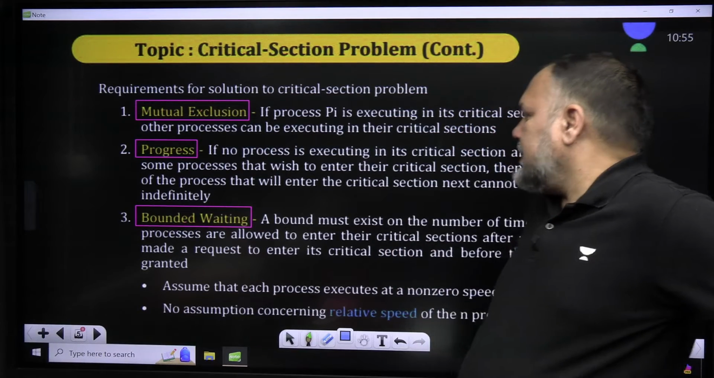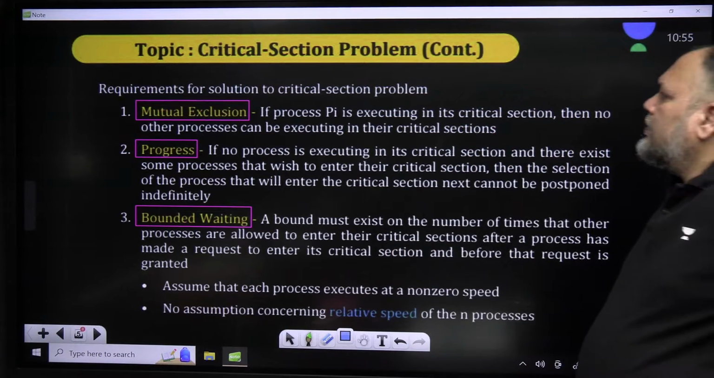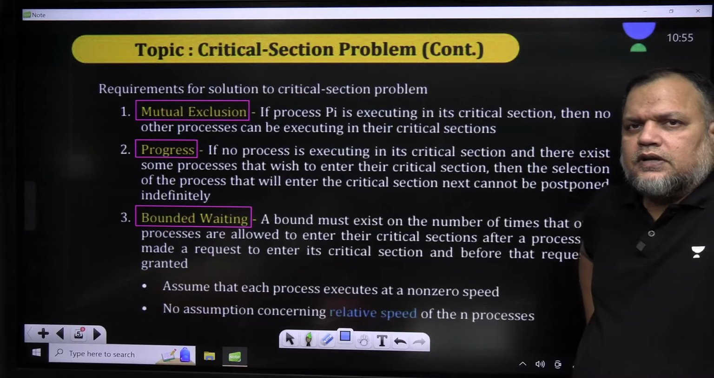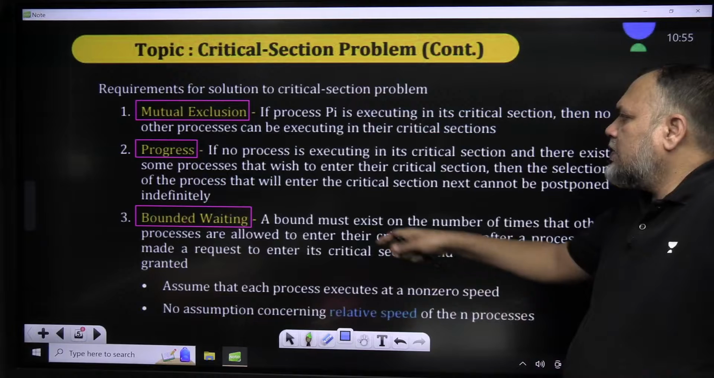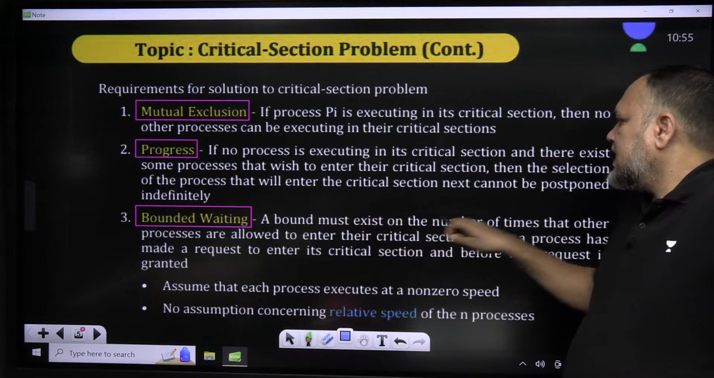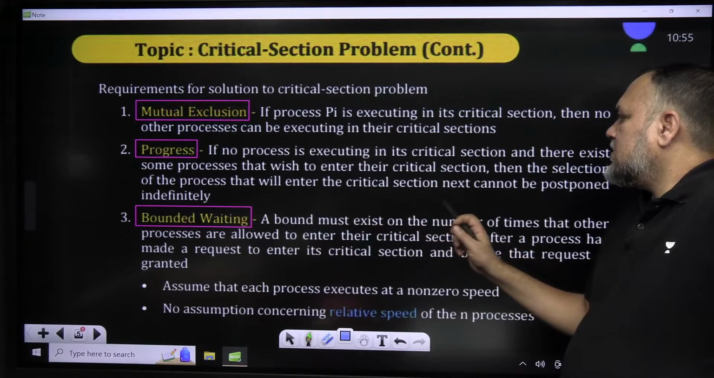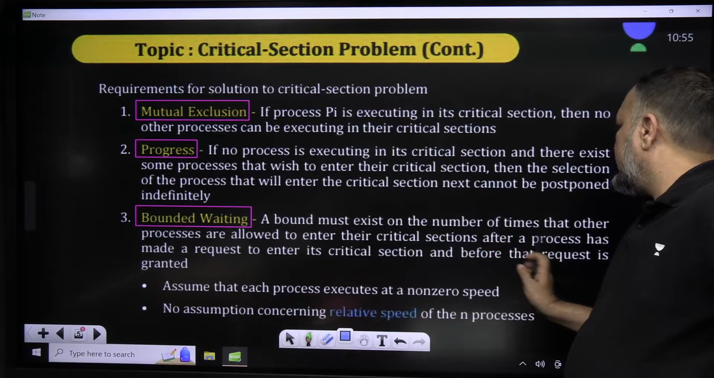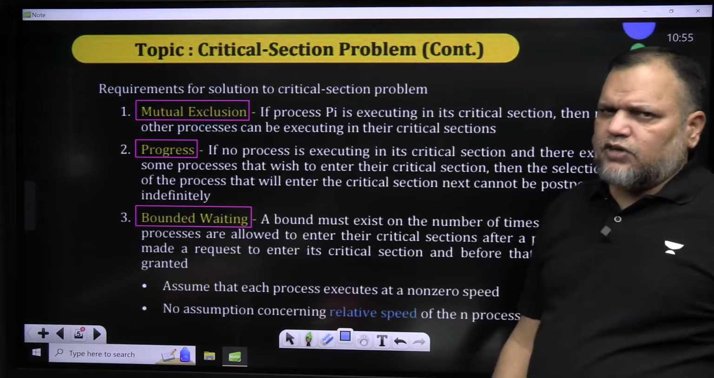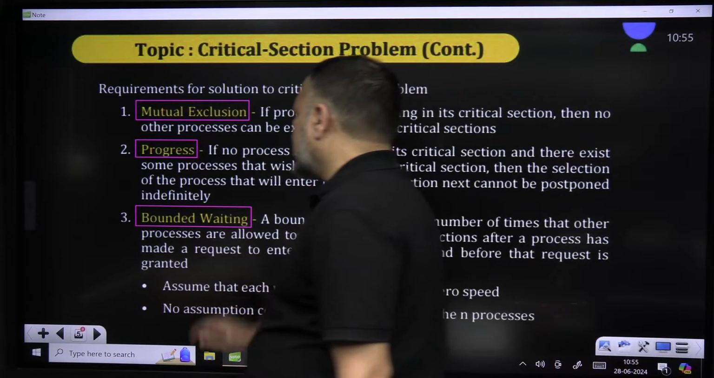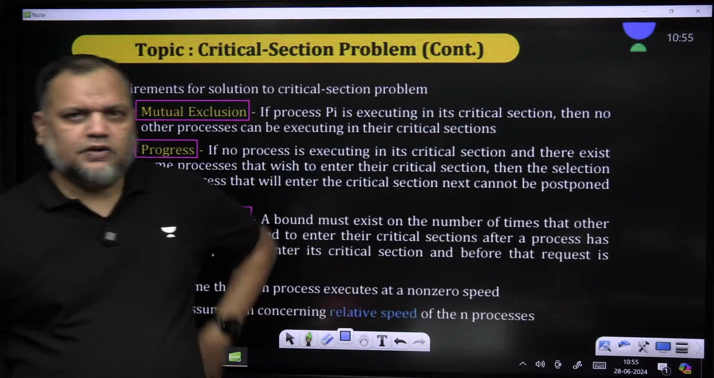तो अब यहां पर देखेंगे, ये जो definitions हैं, मैं जो बोर्ड पर definitions लाया हूं, these are the definitions from the textbook of Galvin. What does it say for bounded wait? Have a look. A bound must exist on the number of times that other processes are allowed to enter their critical section after a process has made a request to enter its critical section and before that request is granted. थोड़ा सा लंबा statement है, लेकिन समझने की कोशिश करेंगे by taking a simple example.